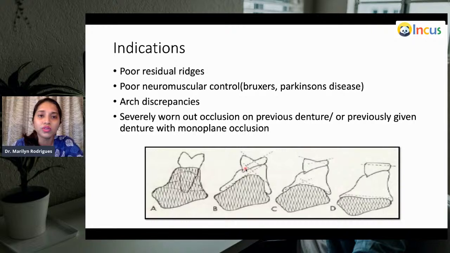If a patient comes to you with very old dentures which have monoplane occlusion and they are used to it, you cannot directly give anatomic. They will be very uncomfortable with such steep cusps. So if they are used to monoplane occlusion, we have to give monoplane occlusion in the new denture as well.